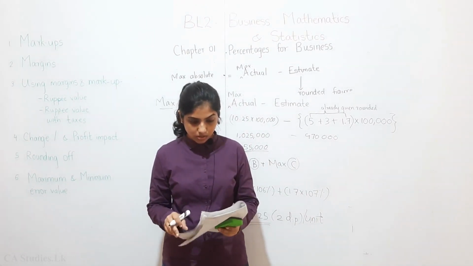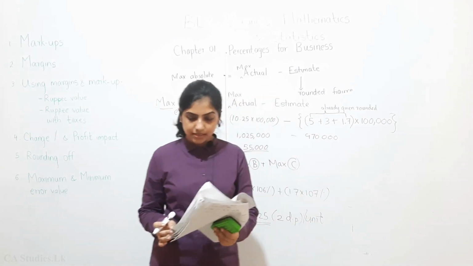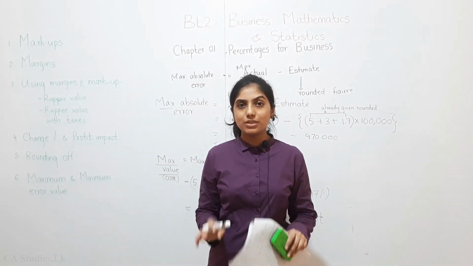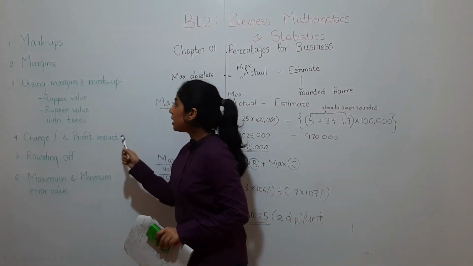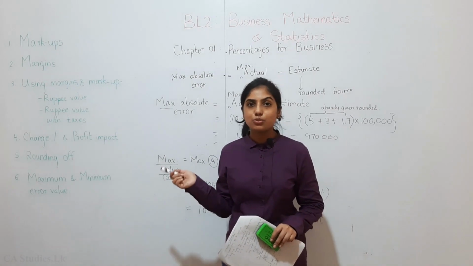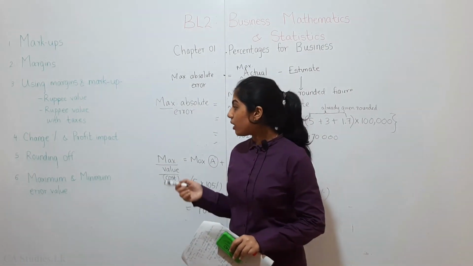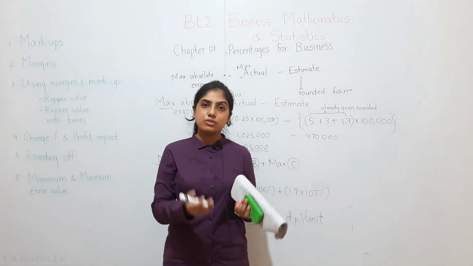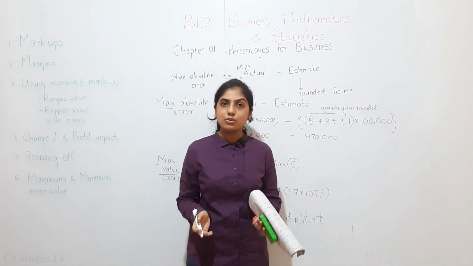Okay, so I think yeah, so if we see all of the questions are done. So with this we finish off chapter 1, percentages for business. Alright. So so far we have covered markups, margin, how to use them to find a rupee value and the rupee value with taxes, and then the change percentage and profit impacts, and then how to round off to decimal places, how to round off to significant figures. And then finally we looked at maximum and minimum absolute error values.